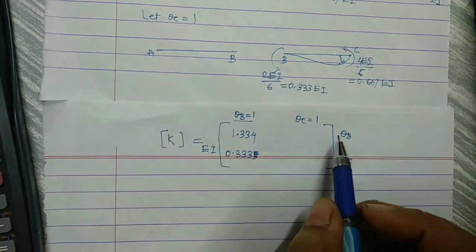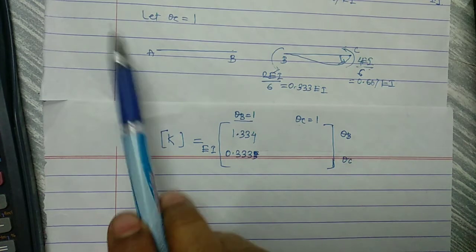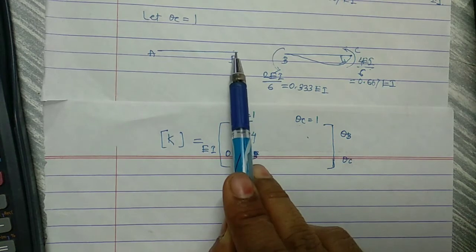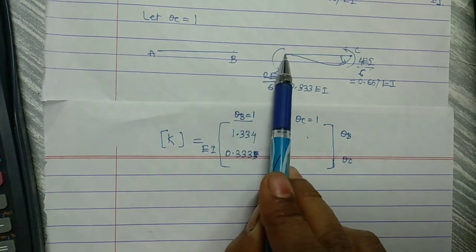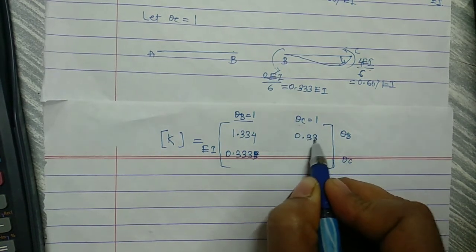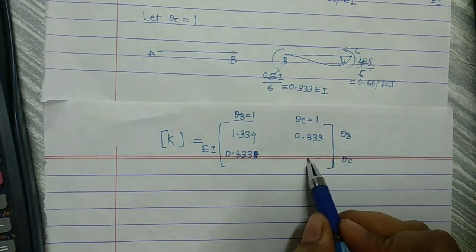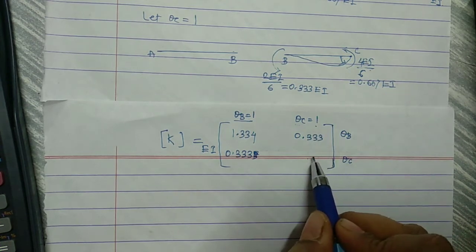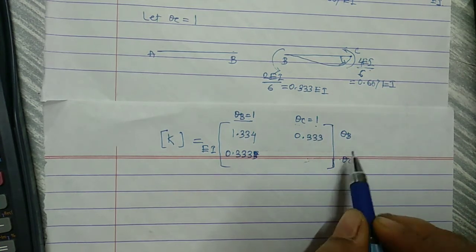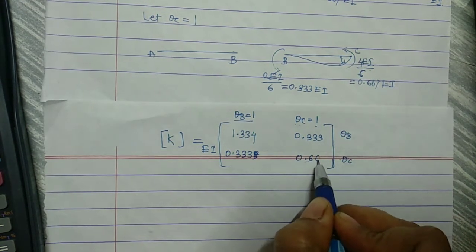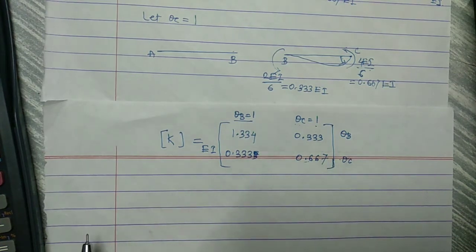First column completed. Now second, when theta C equal to 1, moment at B point. Moment at B for the AB member, there is no moment. Moment at B for the BC member is this moment. So here write down that element, 0.333 EI. And the second element, when theta C equal to 1, action corresponding to theta C, that is moment at C. So this moment 0.667 EI. So here this reduced stiffness matrix K is completed.